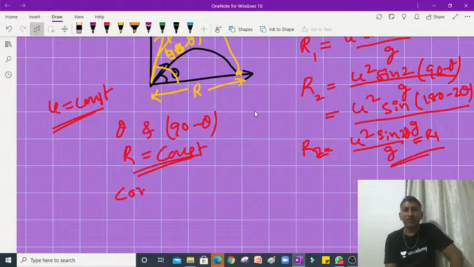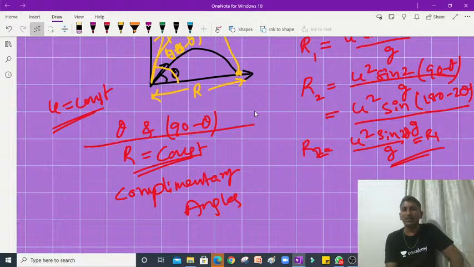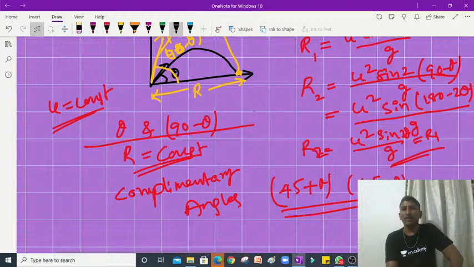Those are called complementary angles. What are those? These 90 minus theta and theta. Not only these two, we can also write it as 45 plus theta and 45 minus theta. These are also called complementary angles only.